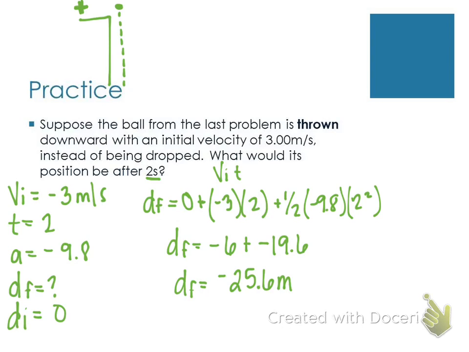So if we compare this to the object that's dropped at 2 seconds, have we fallen a farther distance or a shorter distance? Has the ball fallen farther or not? Yeah. Does it make sense as to why it has fallen farther? We threw it. We gave it an initial velocity in the downward direction. So after 2 seconds, it should make sense to you that it's traveled a further distance because it started with an initial velocity. Okay? Questions on this one?